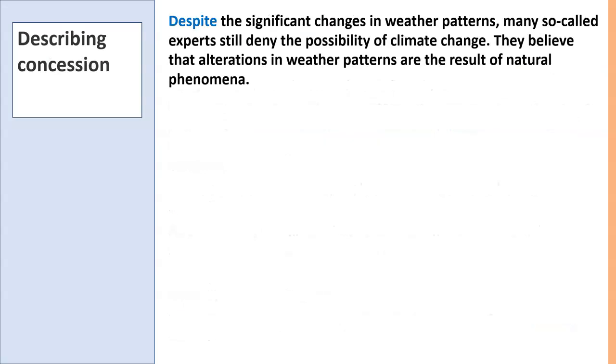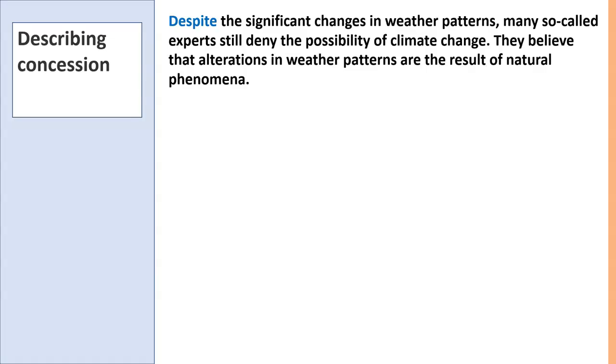And now let's look at concession and let's see what concession actually is. So look at the first sentence here. Despite the significant changes in weather patterns, many so-called experts still deny the possibility of climate change. In this sentence you've got two clauses. The first clause gives you one fact, significant changes in weather patterns. The second clause gives you another fact. People deny the possibility of climate change.